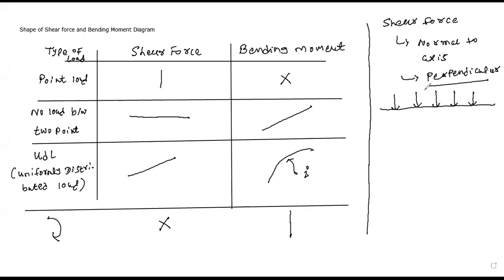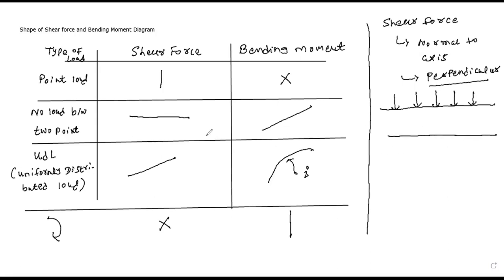And the actual definition of shear force is a force which is normal to the axis, and the algebraic summation of all the forces which are normal to the axis on either side is known as shear force. Your vertical force is the right definition, but it is applicable for a beam. I have discussed the definition for all cases. Is it clear or not? Please continue.